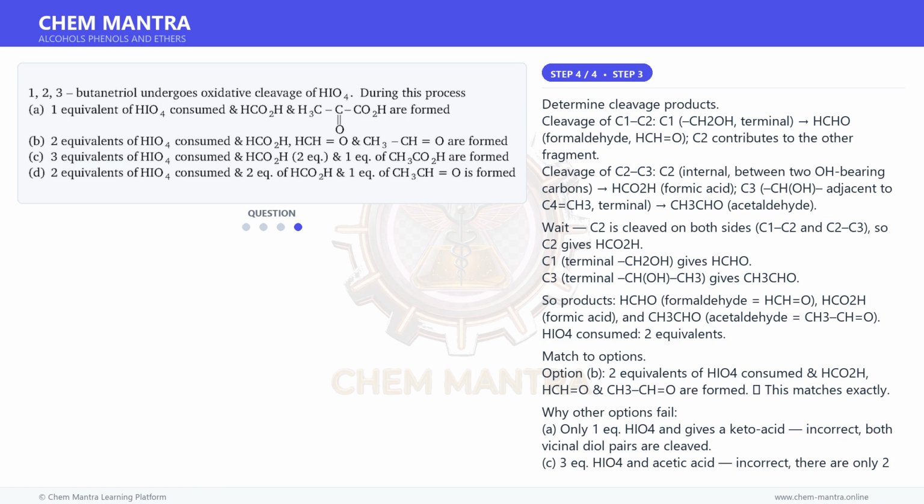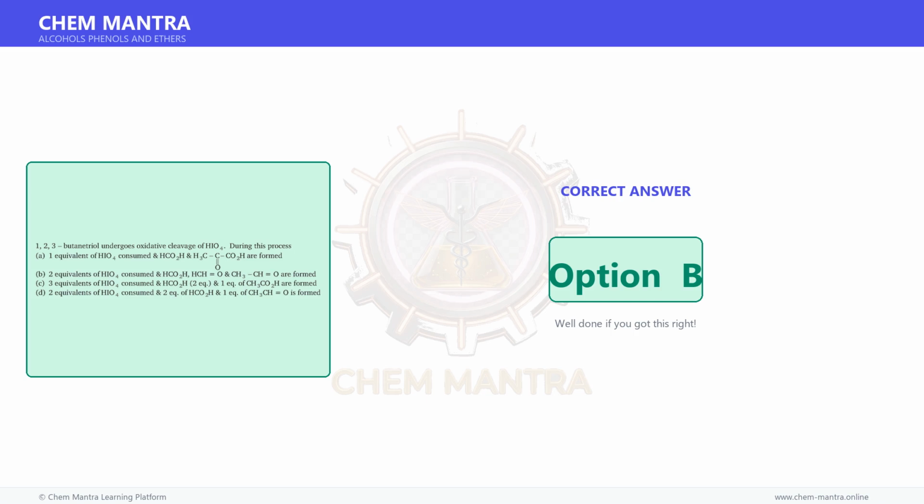C. Three HIO4 and acetic acid, incorrect. There are only two vicinal diol pairs and acetic acid is not formed. D. Two HIO4 but gives two HCO2H and CH3CHO, incorrect. Only one formic acid is formed. The terminal CH2OH gives HCHO, not formic acid. Therefore, the correct answer is B. Therefore, the correct answer is option B.